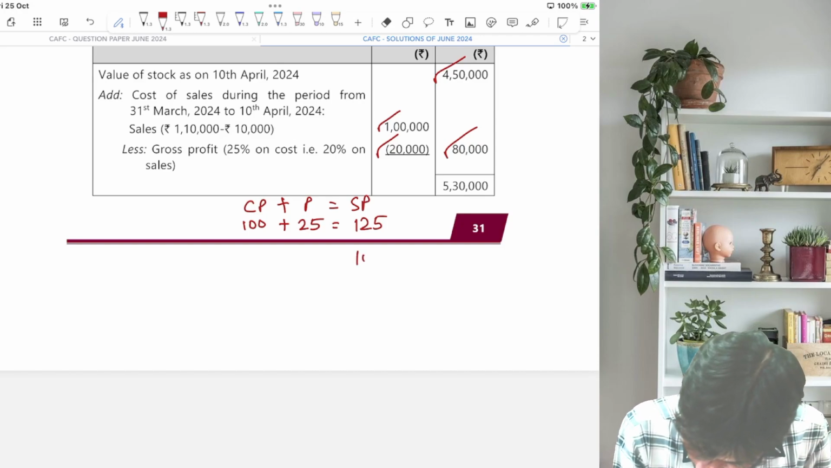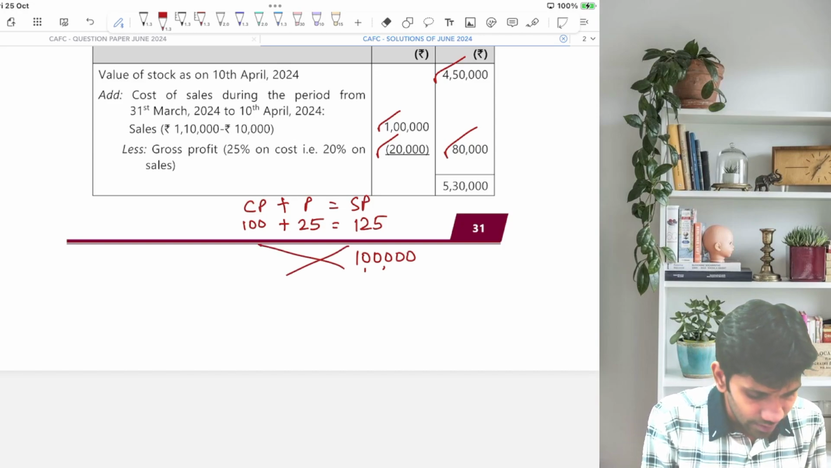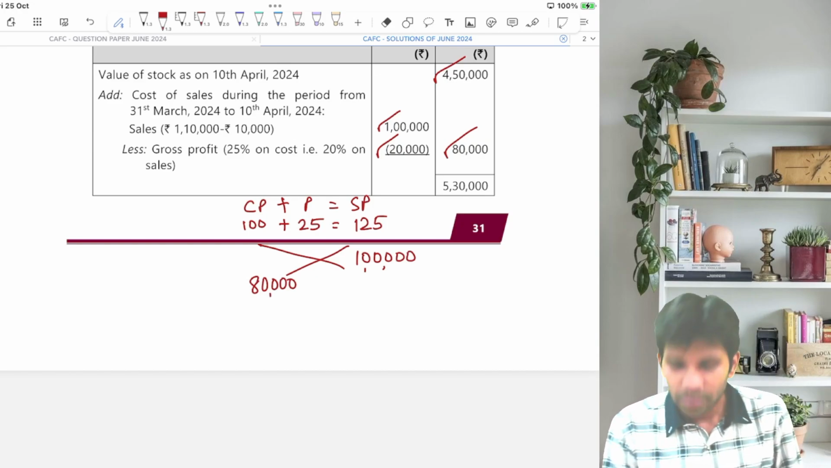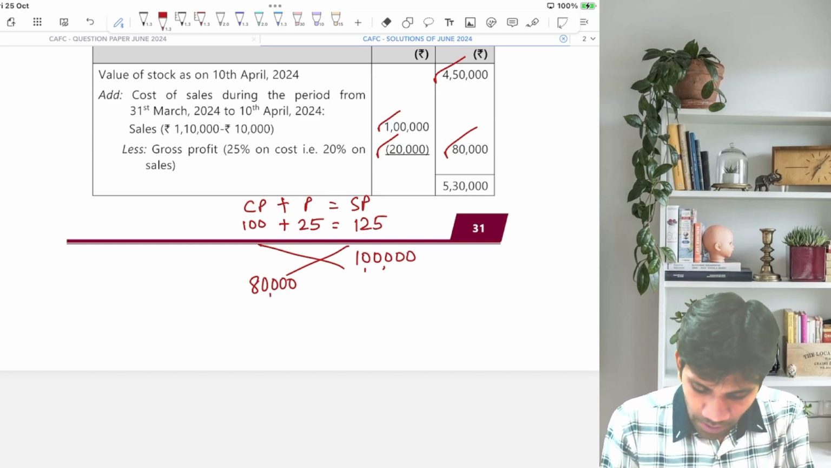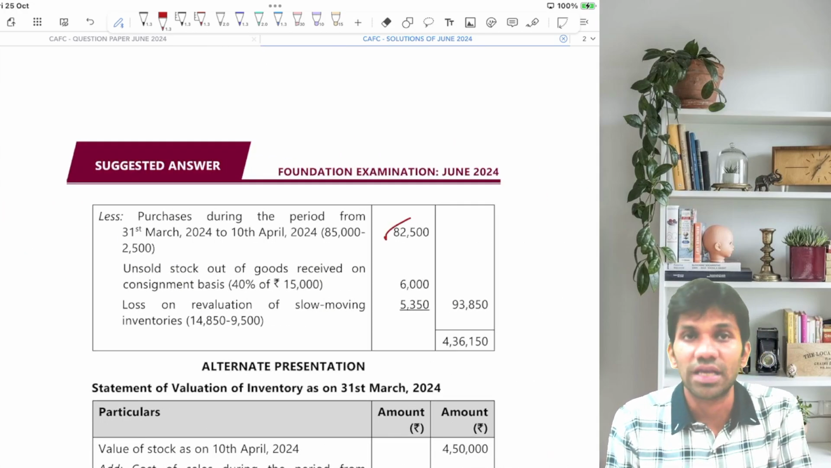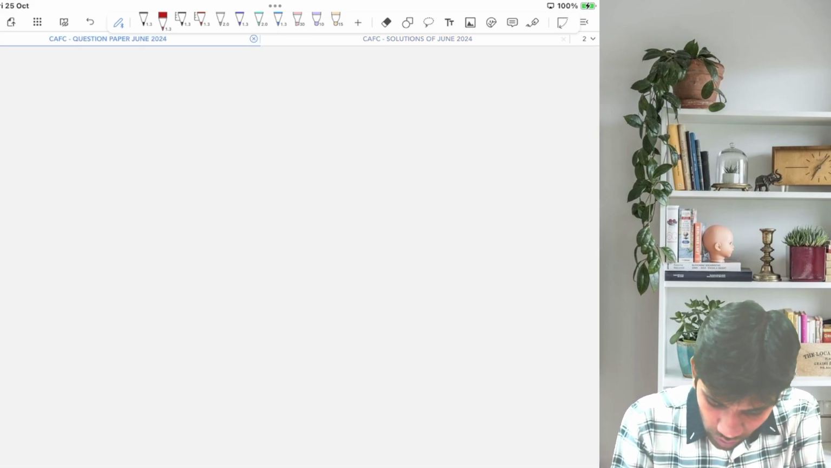Now, what is the net sales? 1 lakh. What we are supposed to find out? The cost price, so into 100 divided by 125. This comes to 80,000. And you can see 80,000 has been added to the cost of goods on 31st March. Purchases have been deducted, that is 82,500, because they were not with us on 31st March. Fine. Now let's go to the question.